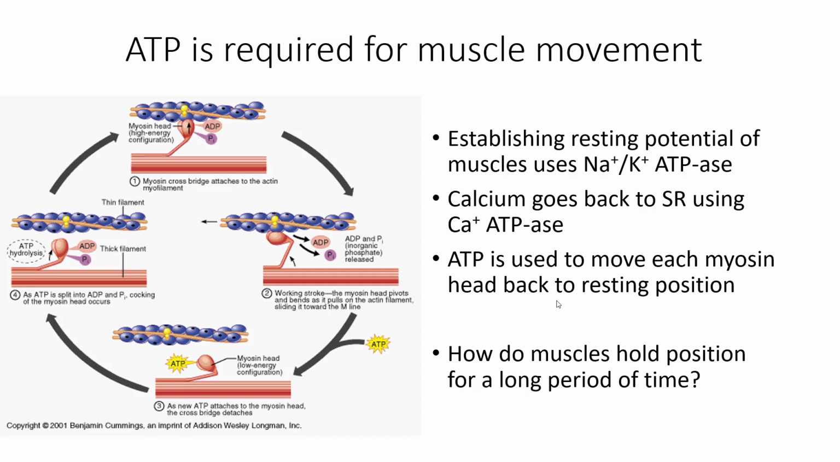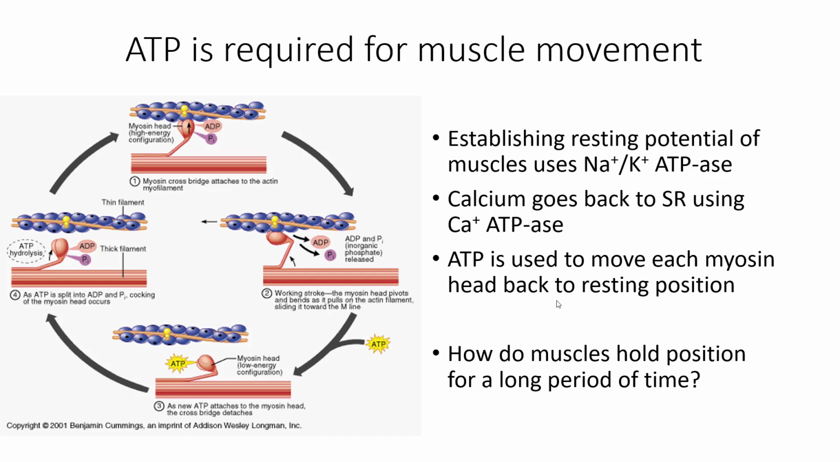Calcium, during this depolarization, will go out of the sarcoplasmic reticulum, which is a part of the cell similar to an endoplasmic reticulum but full of calcium. We're not going to go in depth on this, but putting the calcium back into the sarcoplasmic reticulum after a contraction requires ATP in the form of a calcium ATPase to pump calcium back into the sarcoplasmic reticulum.